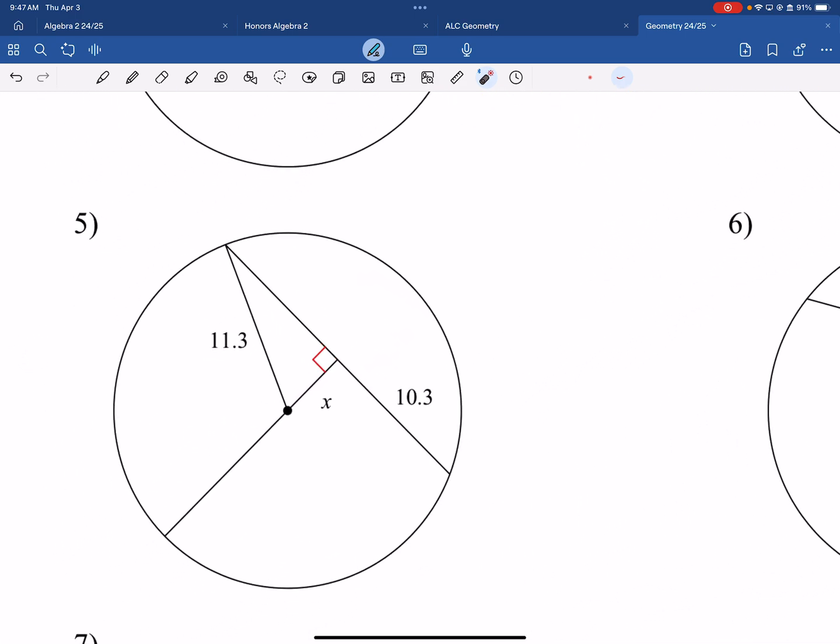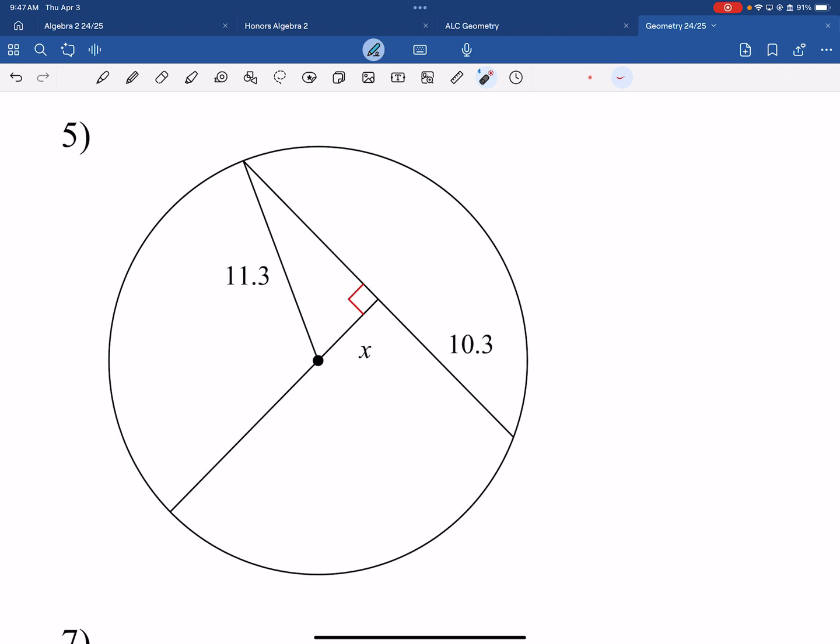Okay, let's look at number 5. So again, what I'm thinking, I've got this x value right here. That's what I have to find. It's just this little piece. I know my radius is 11.3. I don't need anything down there. I know this is 10.3. So I've got my 90-degree angle. So if that's 10.3, that has to be 10.3.